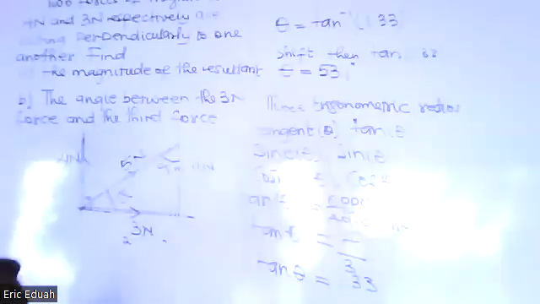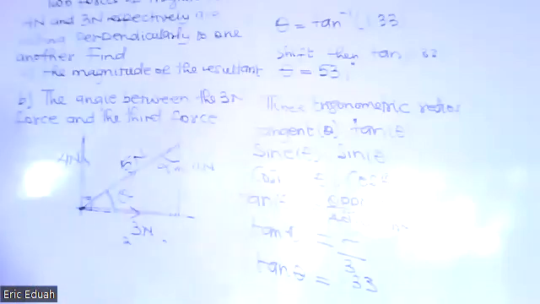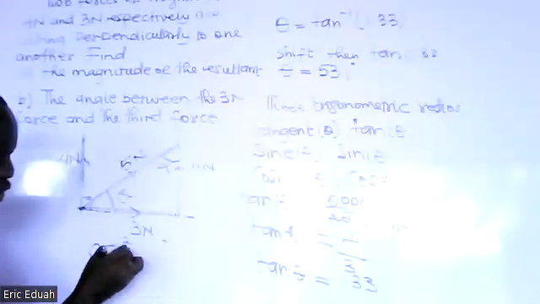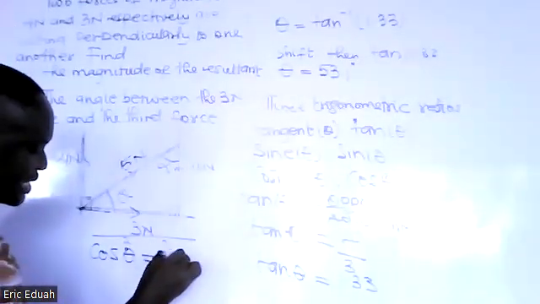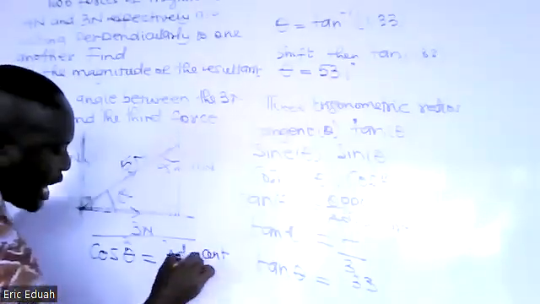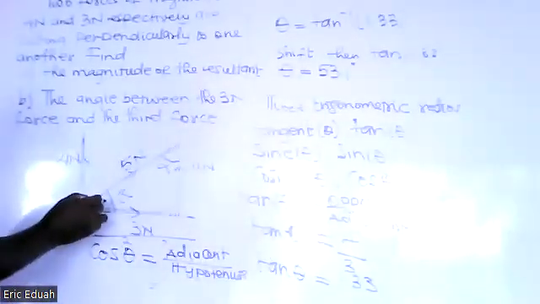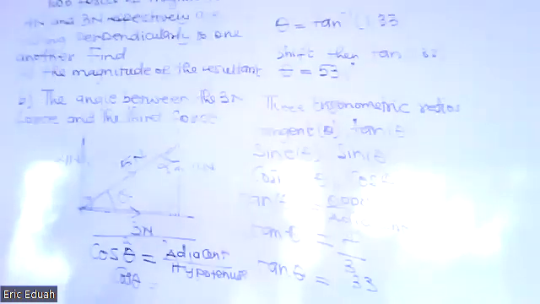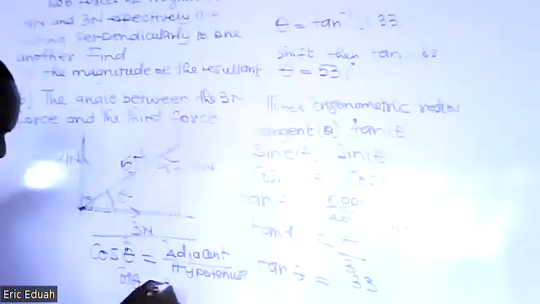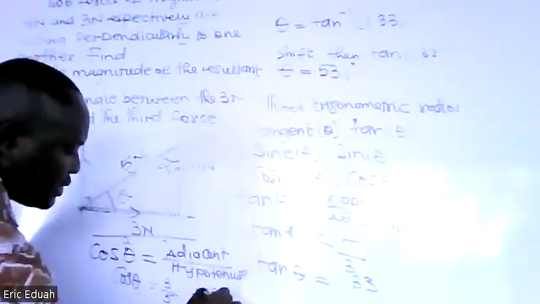Let's test cos. It's unfortunate I cannot use the extreme right side of the board. I only need to use this side because of clarity. So when we use cos, the cosine of an angle is the ratio of the adjacent side to the hypotenuse. So cos theta becomes, what's the magnitude of the adjacent? 3 Newton. So the adjacent is 3 divided by the hypotenuse, which is 5. 3 divided by 5 is equal to 0.6.